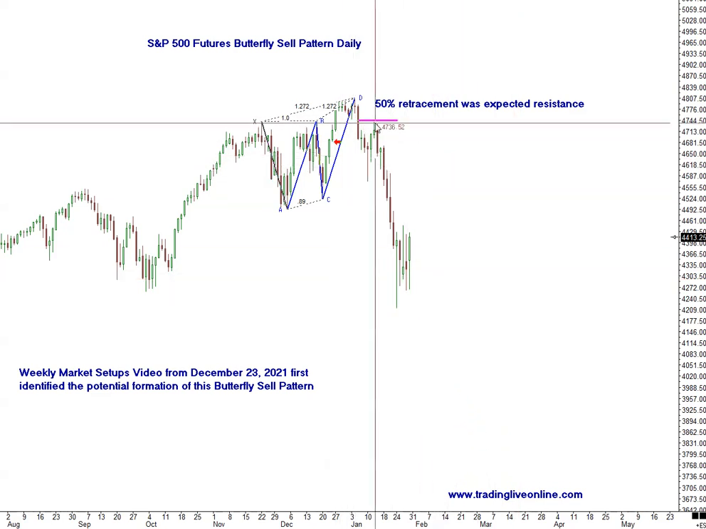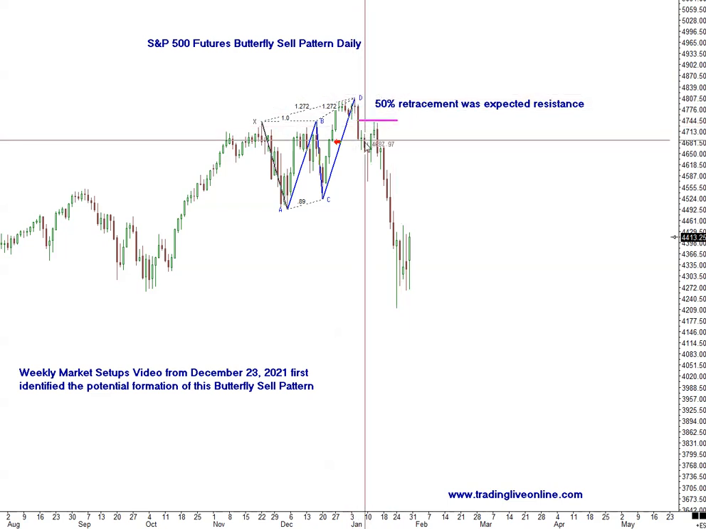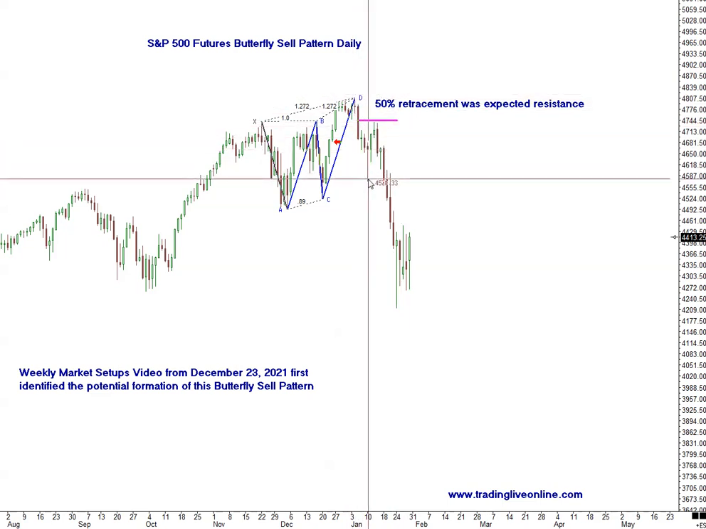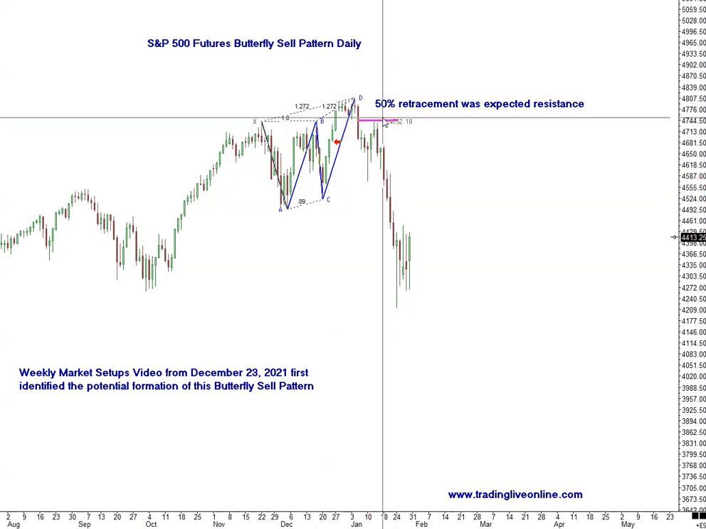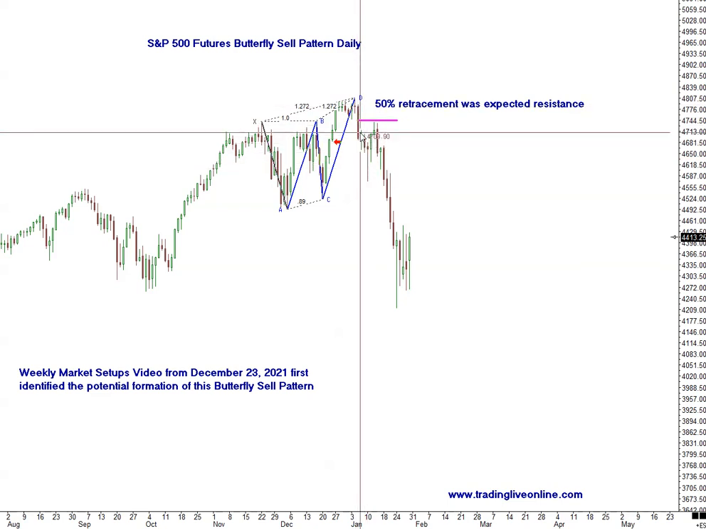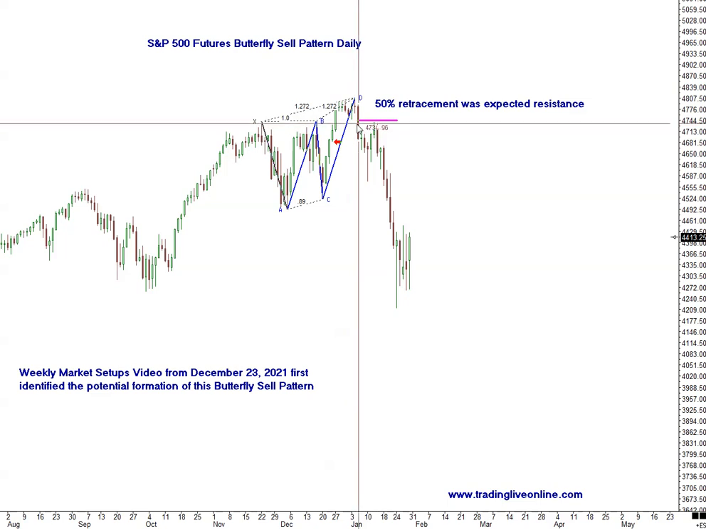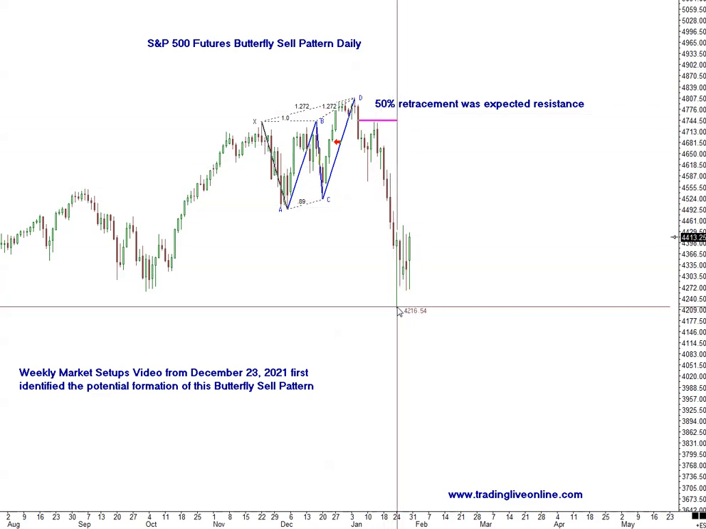Now, this pink line here, you might be wondering what that is. Well, after the market made this initial move to the downside, I marked this in prior to the price retracing back up. And I told our subscribers to look for resistance coming into the 50% of this long candle. So this was expected resistance, and the expectation was for at least another leg down. In this particular case, the leg was very extended.